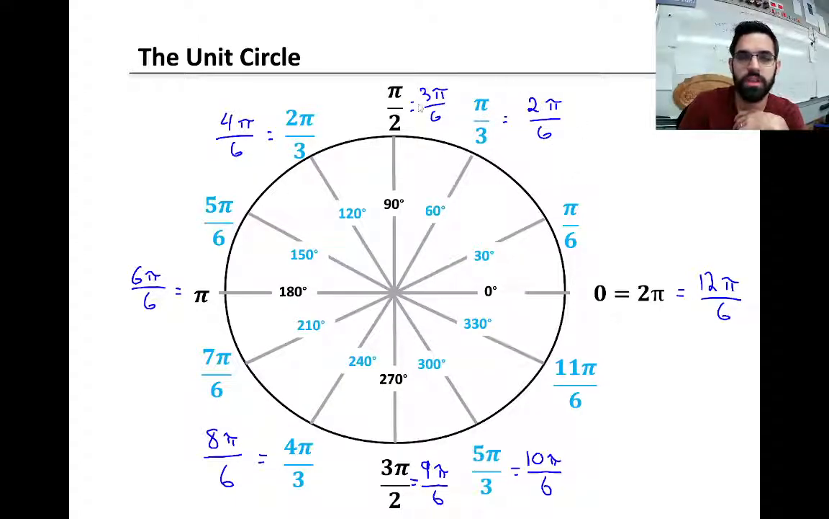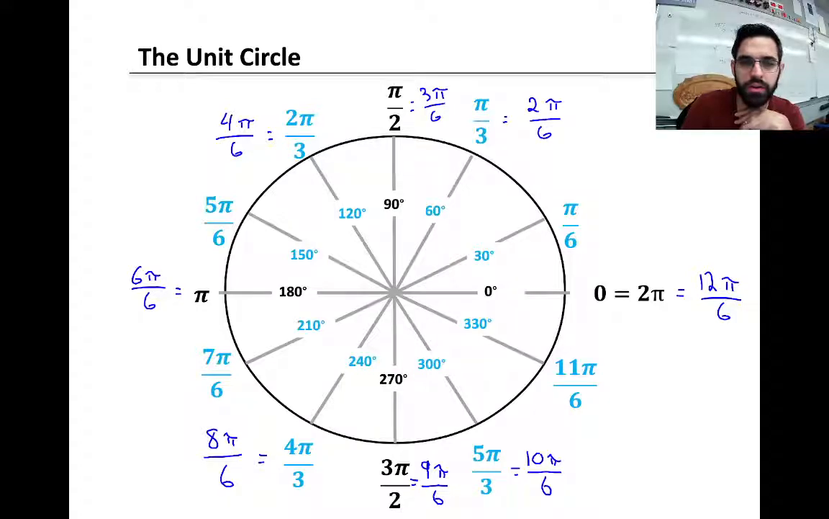2 pi over 6, 3 pi over 6, also a fraction we can reduce. 4 pi over 6, reducible. 5 pi over 6, not reducible. 6 pi over 6, 7, 8 pi over 6, 9 pi over 6, 10 pi over 6, 11 pi over 6, and 12 pi over 6.